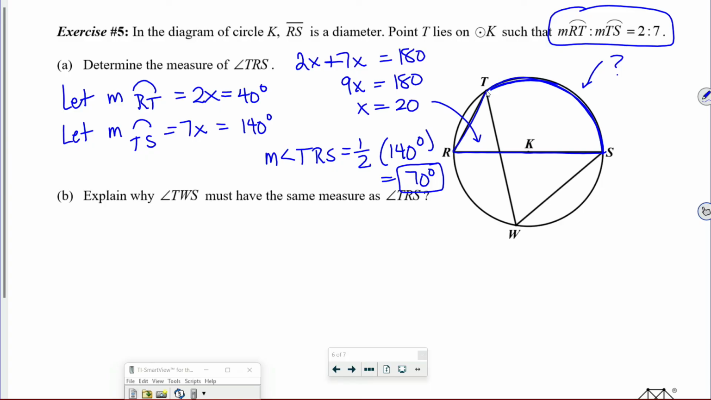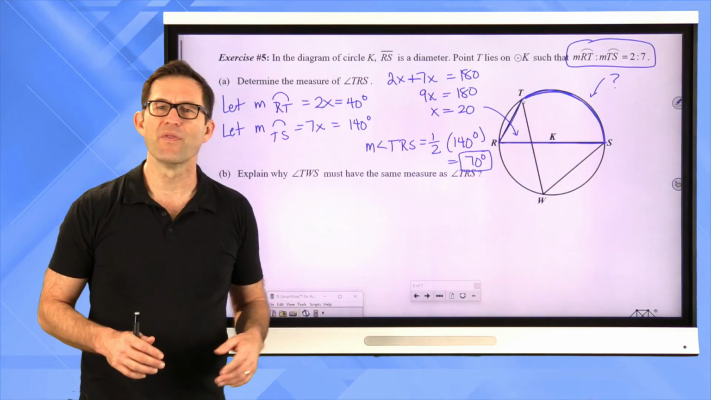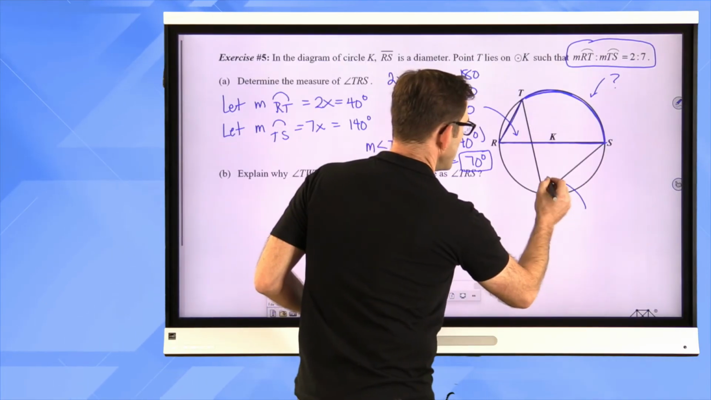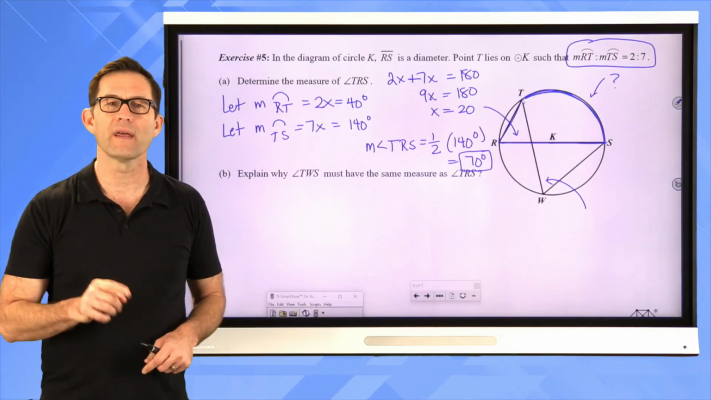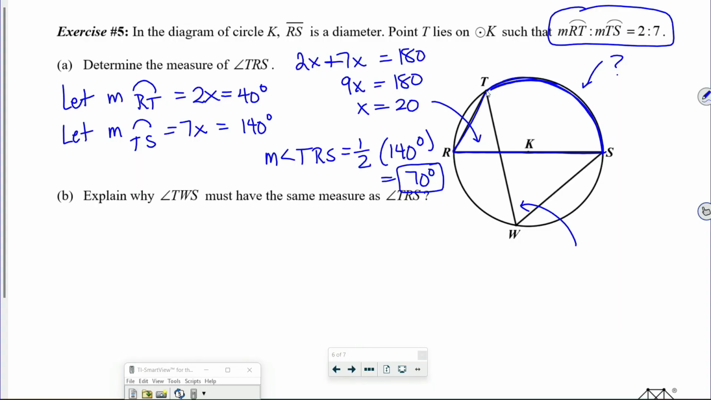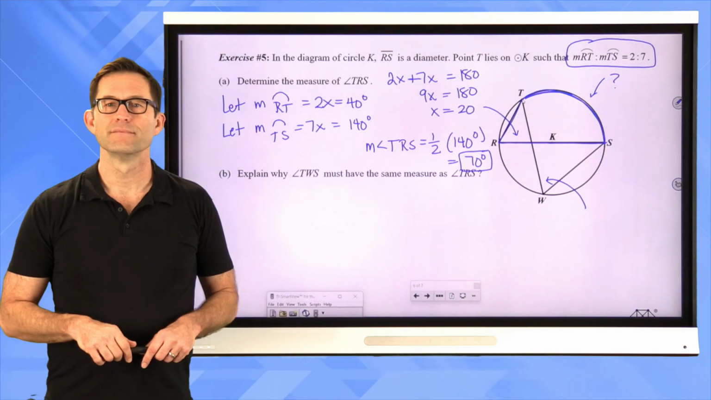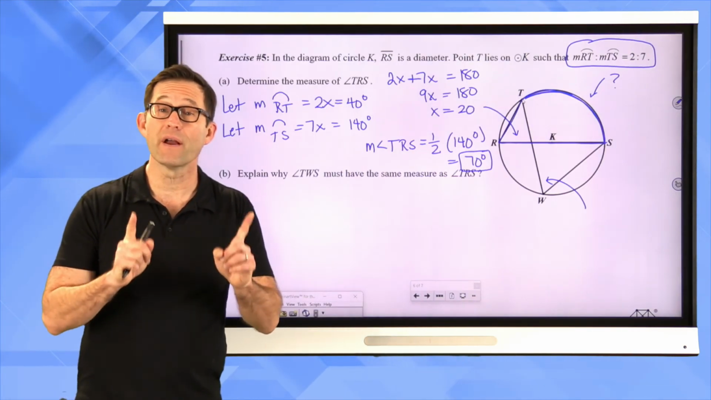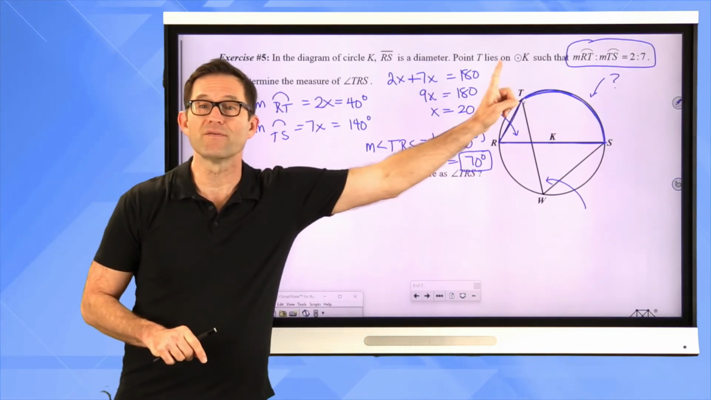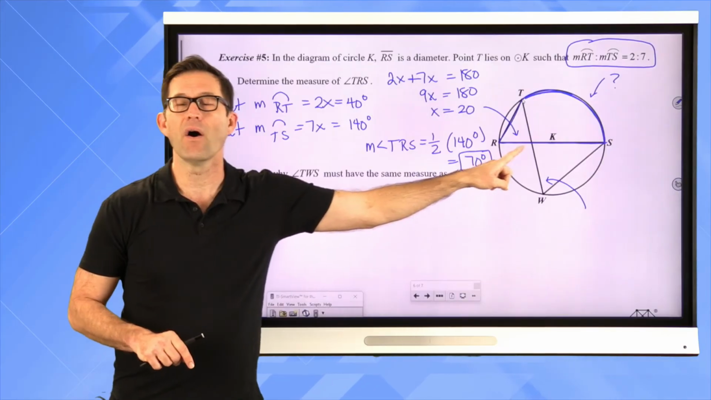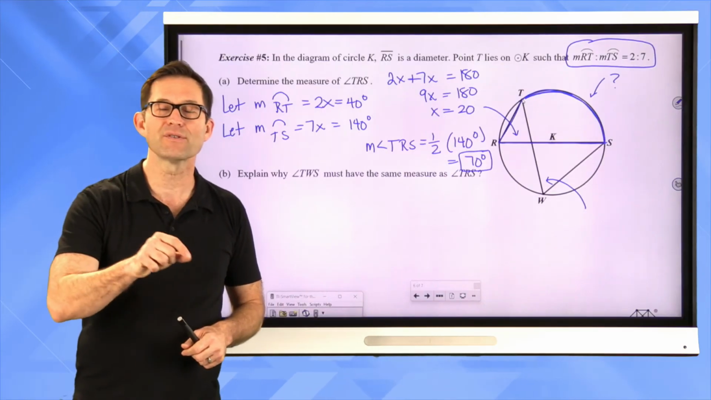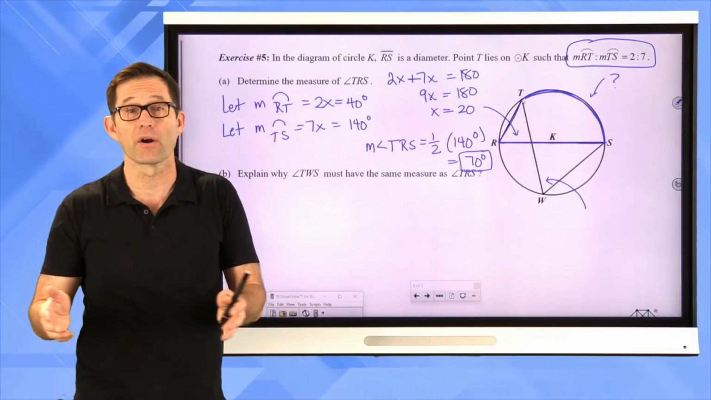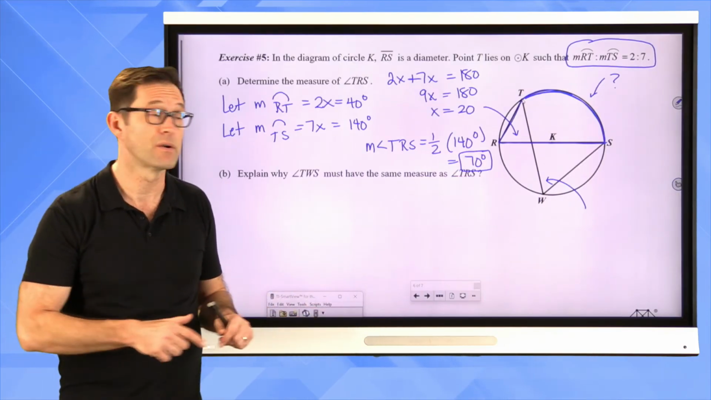Explain why angle TWS must have the same measure as angle TRS. So why would this angle right here have to also be 70 degrees? Pause the video now and see if you can answer that question. Well, it's pretty simple, but very, very important. Both angle TWS and TRS intercept the same arc. And because they intercept the same arc, and they have to be half that arc measure, then they must be equal to each other.